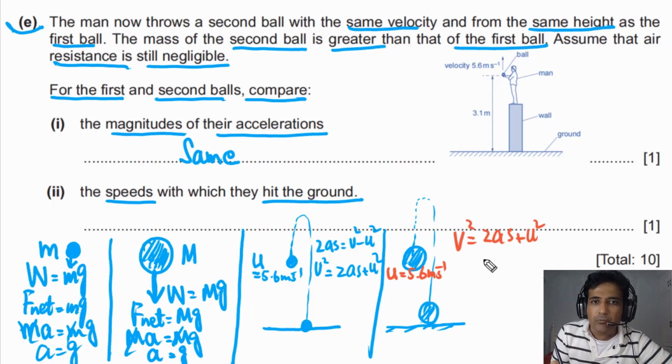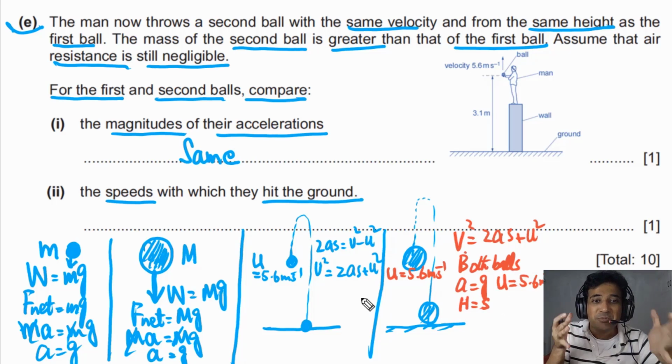Now for both balls, we can write down that a is the same, a is equal to g. The initial velocity is also the same, so u is equal to 5.6 meters per second. And the height is also the same, which means we throw them from the same height, so h is equal to s. So this is also the same.